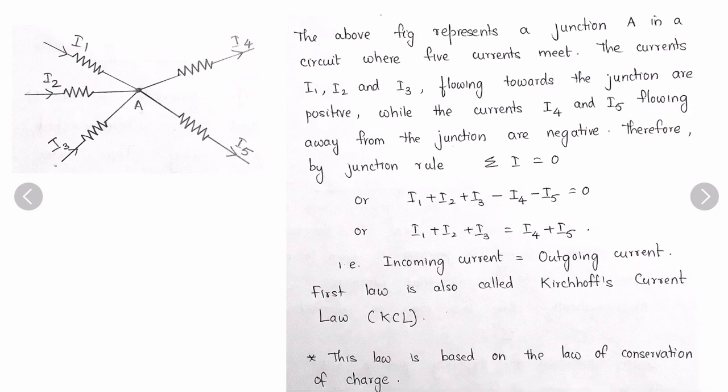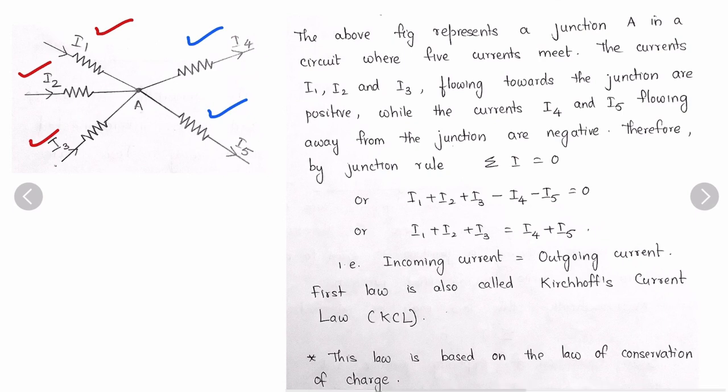In this, I1, I2, I3 are flowing towards the junction, so we will take them as positive. And I4 and I5 are flowing away from the junction. That means I1, I2, I3 are coming inside, and I4 and I5 are going outside the junction.